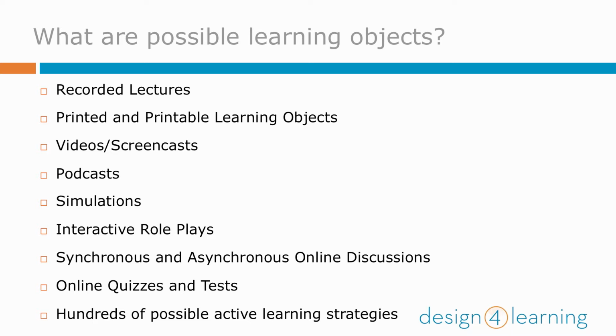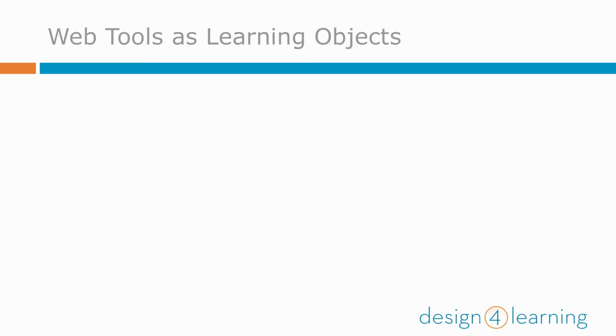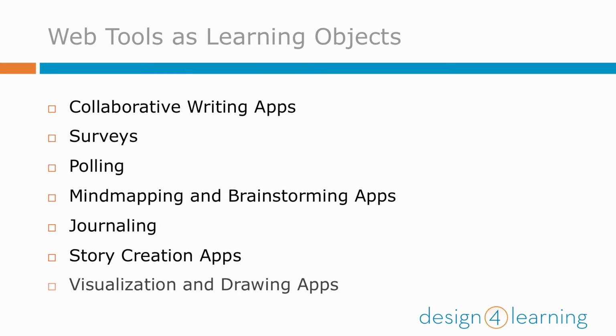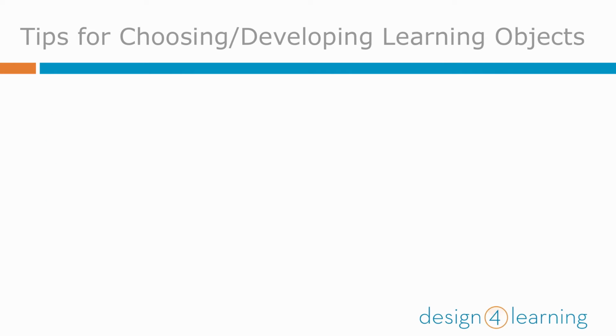But that's not all. Also consider among your learning object choices the many web tools that are available to you for promoting interaction in your students, such as collaborative writing apps, surveys, polling, mind mapping and brainstorming apps, journaling, story creation apps, visualization and drawing apps, and I could go on and on. But you will learn more about some of the possibilities in the content creation module, as well as in the social and community module.